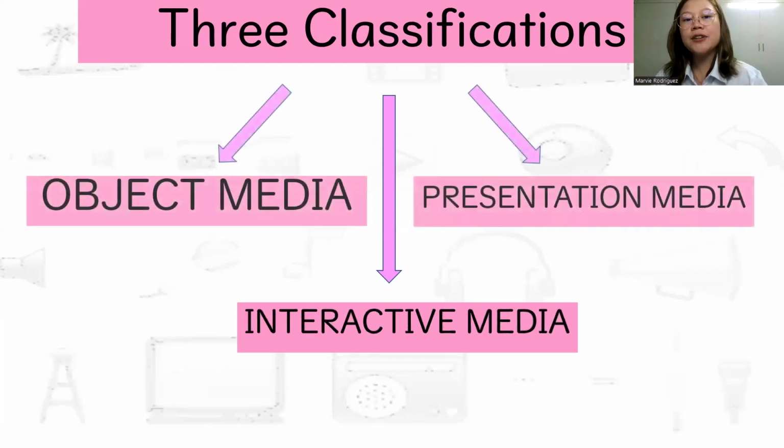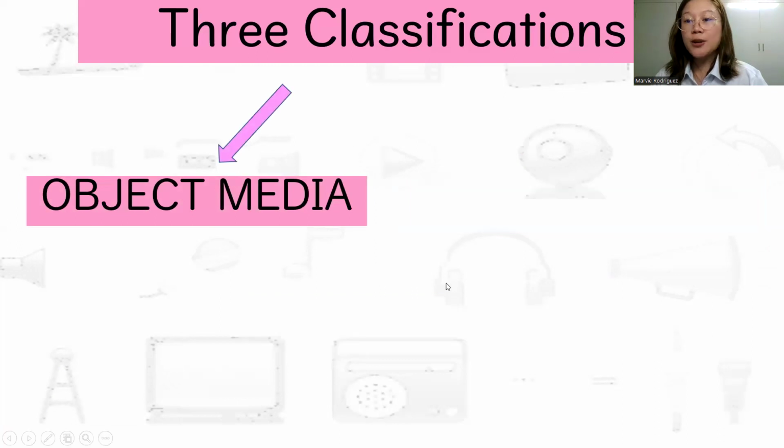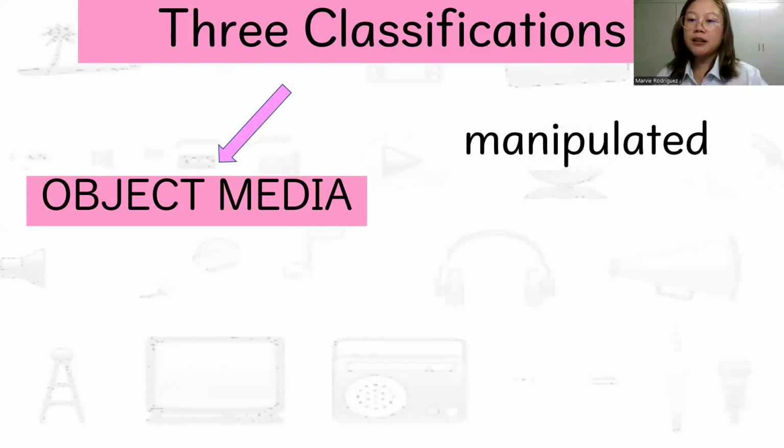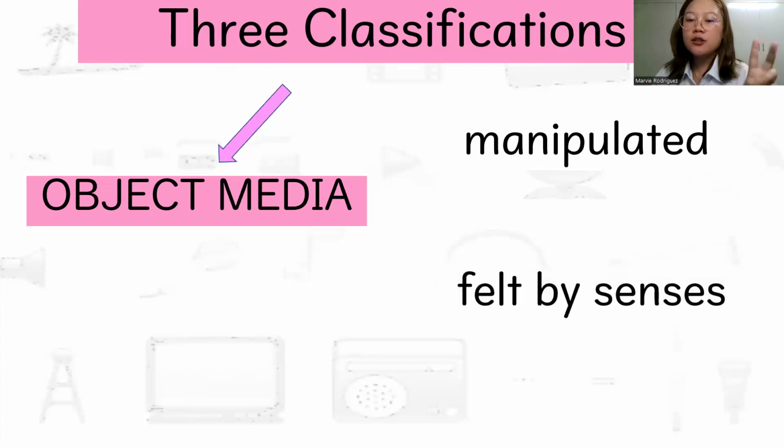All right, now let's start with object media. For this, I will be giving definitions and examples in development communication context. So the main definition is it can be manipulated. And also, it can be felt by the senses. So it's concrete, can be examined, and the parts can be moved. So the major sense here is the sense of touch.